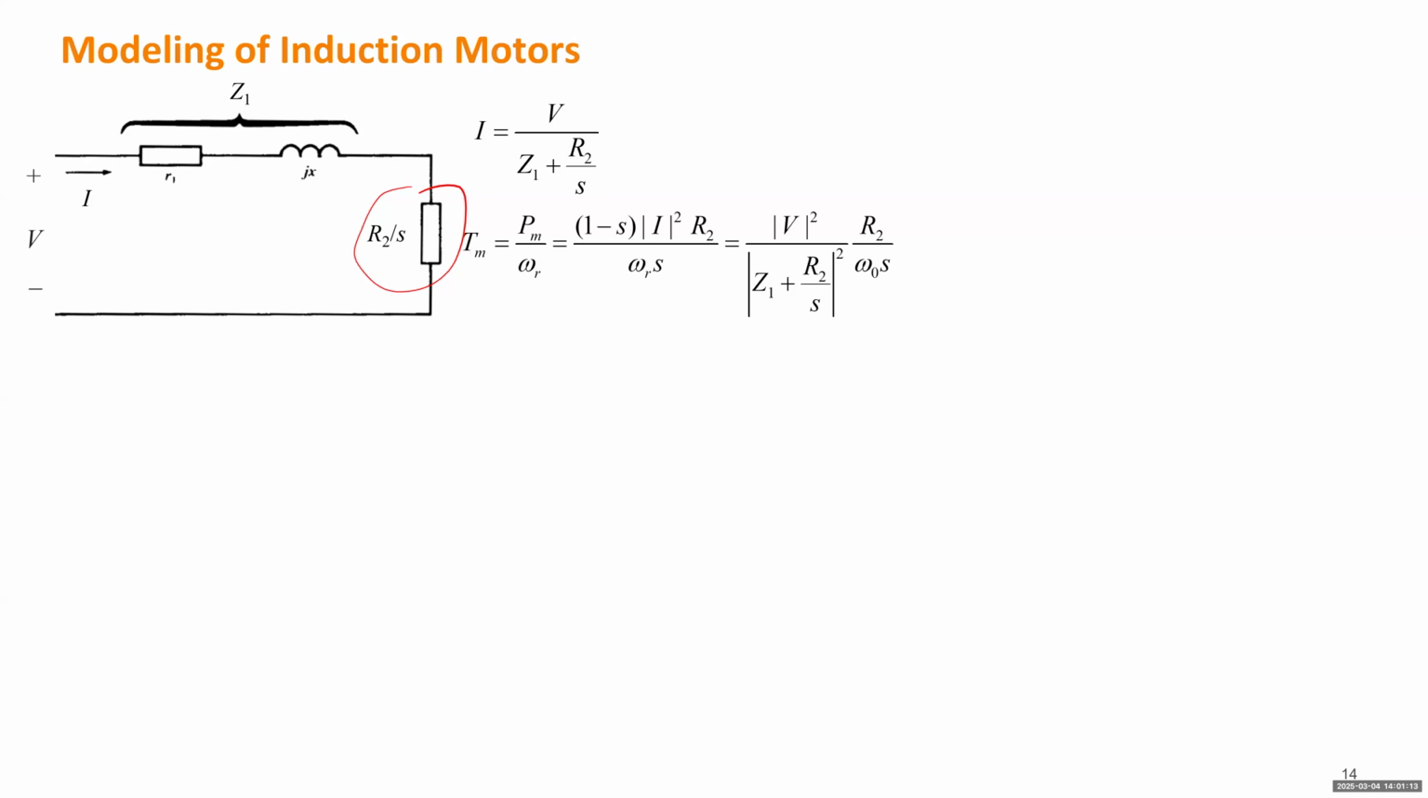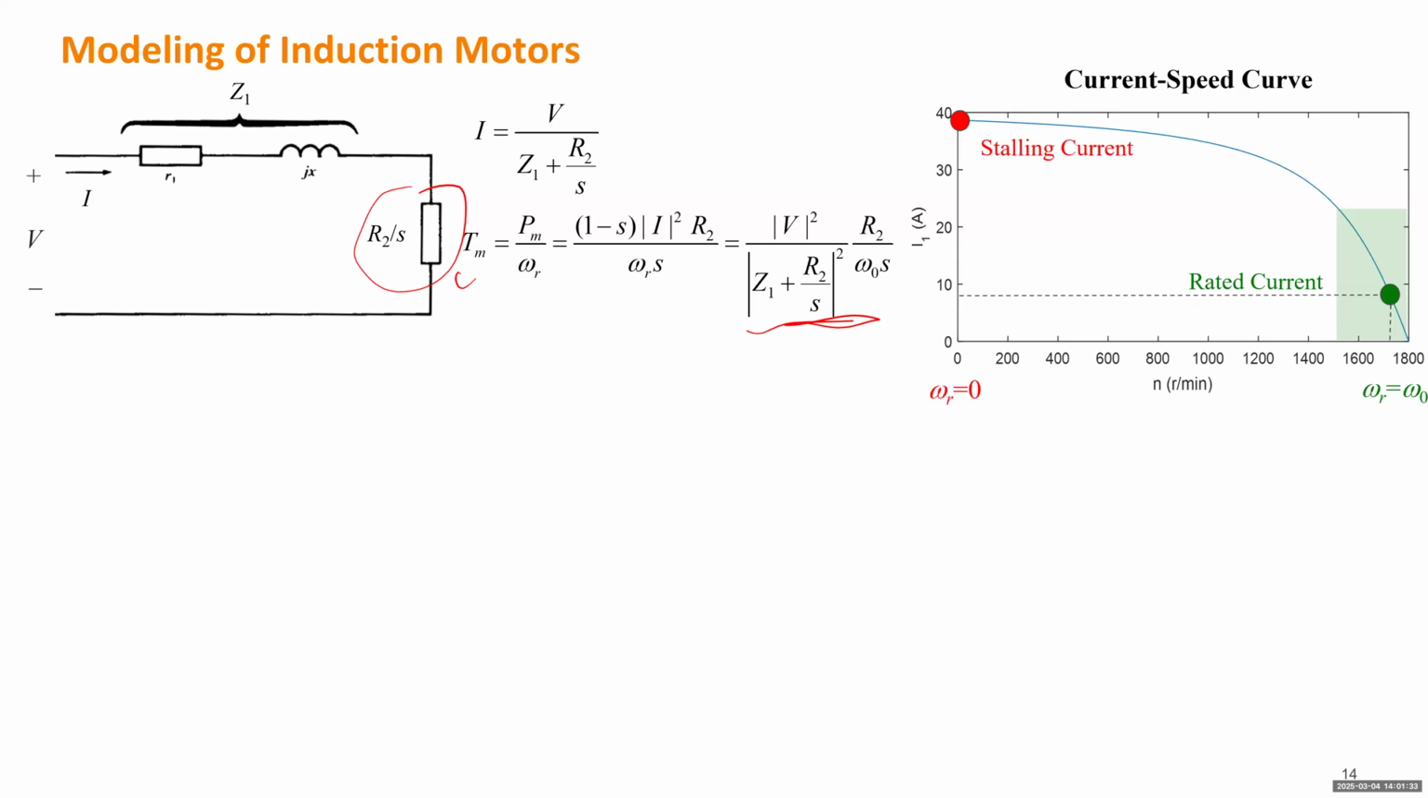So the mechanical torque is equal to the power divided by the speed. You can easily prove this formula. This tells the torque will depend on S. S will be the percentage deviation from the synchronous speed.